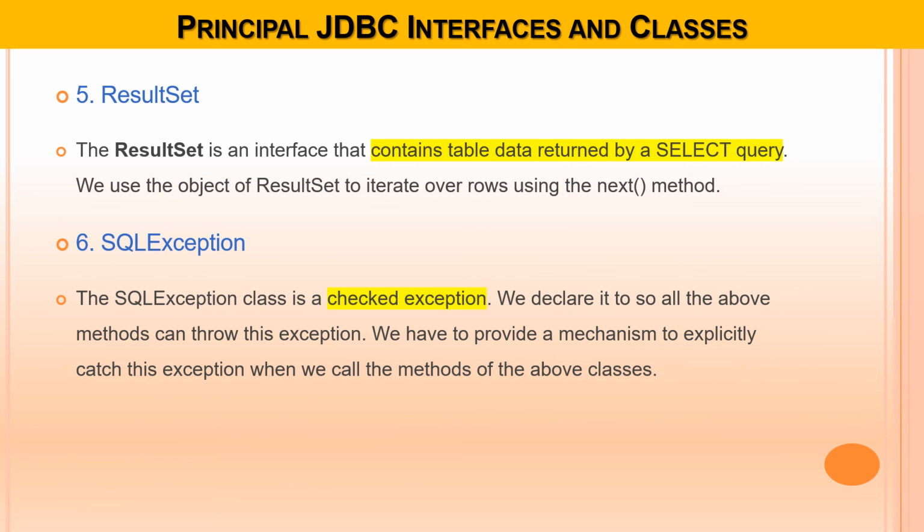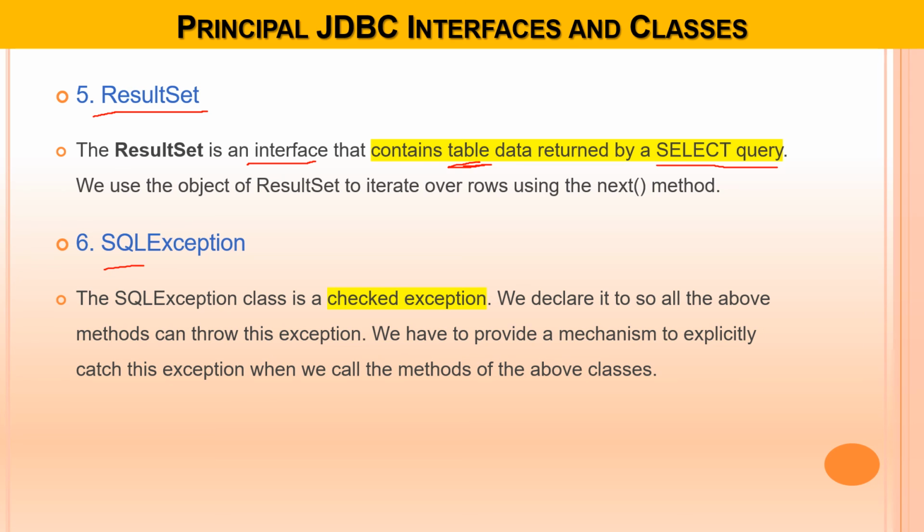Then the fifth part is the interface ResultSet. The ResultSet is an interface that will contain the table data returned by the select query. Whatever output is produced by the query will be returned to the ResultSet, which is the interface used in our program.